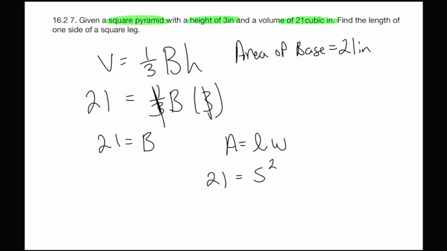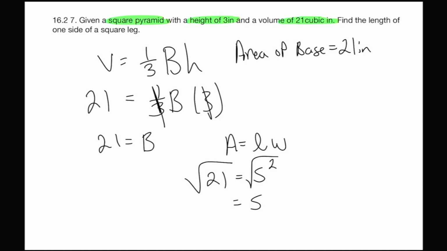So now I need to get this s by itself. What is the opposite of squaring a number? You gotta square root it. So we're gonna square root our s, and we're gonna square root our 21. My 2 and my square root cancel out. I'm left with an s, and then this is going to be a big decimal.